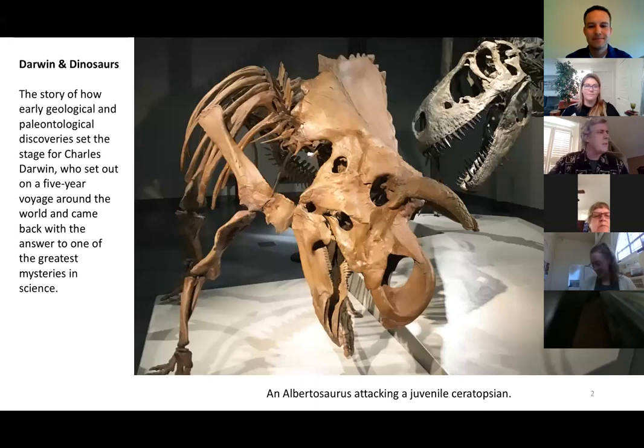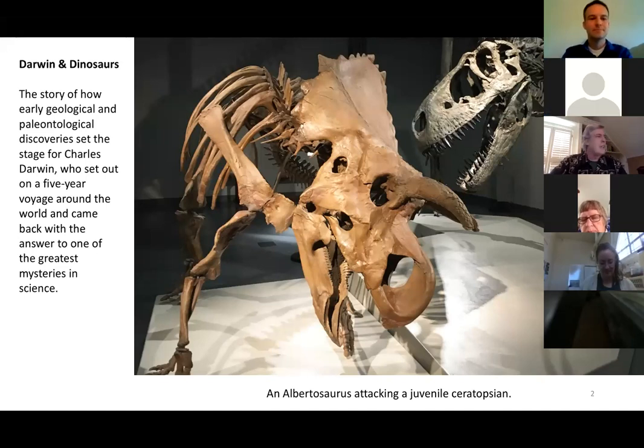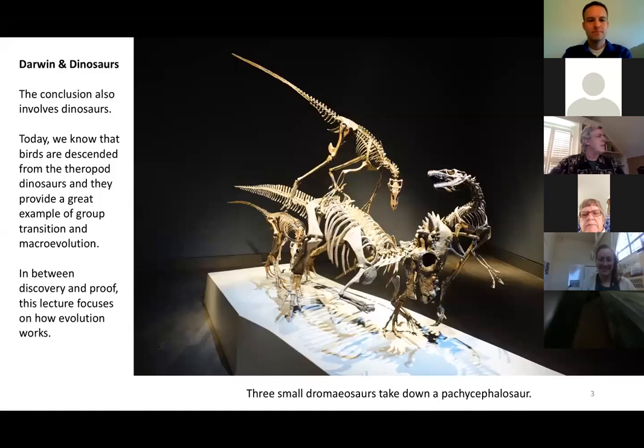The Darwin and Dinosaurs exhibit is designed to tell the story of Darwin's life and work and how he came up with the theory of natural selection. Dinosaurs figure prominently in this story because they help set the stage for a new worldview, just as Darwin was setting out on his famous voyage. In fact, had Darwin set out on his voyage 25 years earlier, the result would have been much different. The photo here is of an Albertosaur attacking a juvenile ceratopsian, which is in the exhibit, which you can see if you go there.